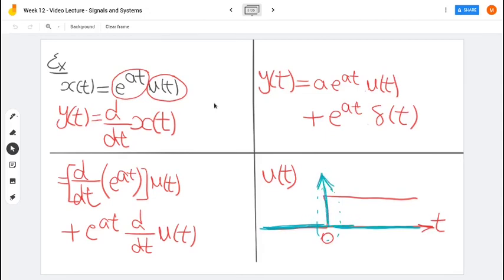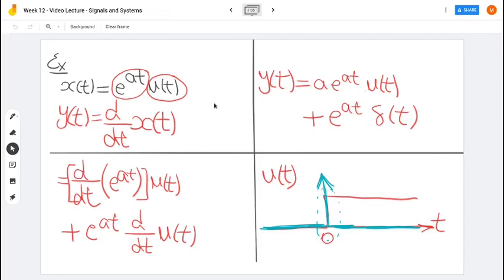So over here we have an impulse multiplied by a function, and this basically will give us the value of the function at the impulse. So here we can write y of t as follows.